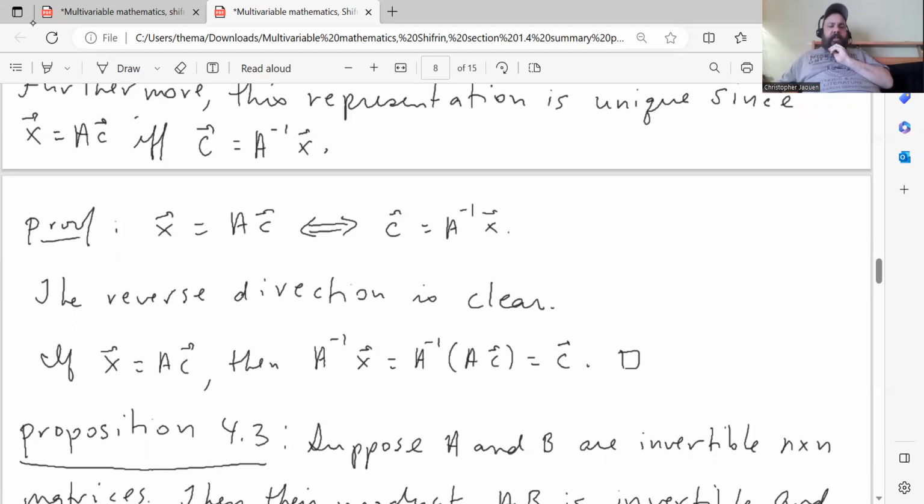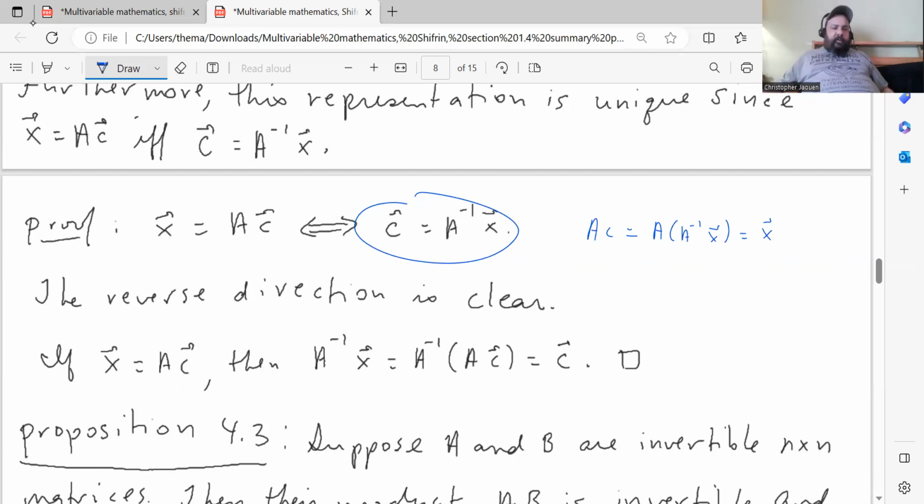So the statement is x equals A c if and only if c equals A inverse x. The reverse direction should be obvious, right? Because if this is true, then A times c is equal to A times A inverse x, which is x, right? So that direction is obvious.